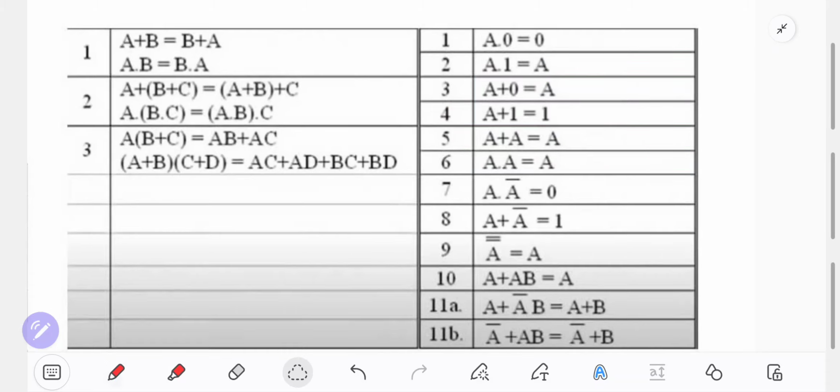Next, A times A accent (A complement), the value is 0. A plus A accent, the value is 1. Okay, you have to think seriously about this. If you times, the value is 0, but if you plus, the output value is 1.